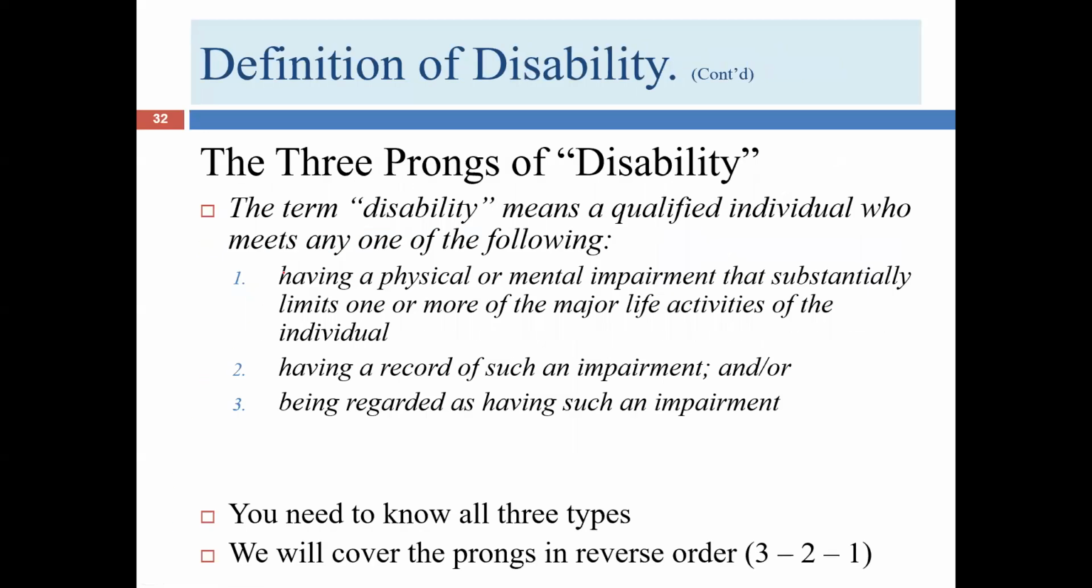Okay, so we're back to our three prongs. We've already seen this definition several times now. And we're going to go through these three prongs in reverse order. Because again, the qualified individual just needs one of these prongs. This is an or situation. So we're going to look at this first one: when the qualified person is being regarded as having an impairment. Again, a physical or mental impairment that substantially limits one or more major life activities.